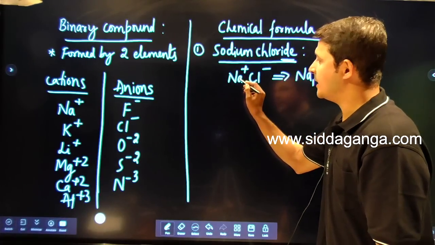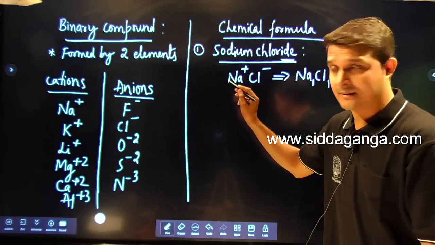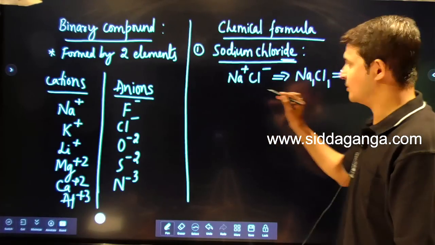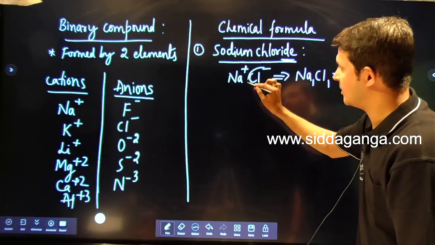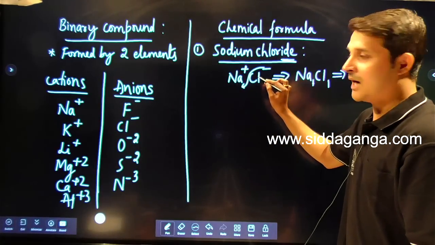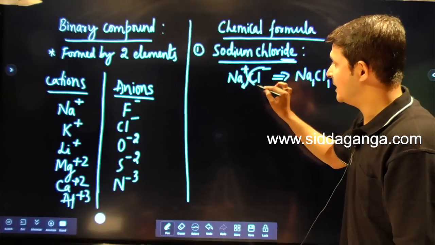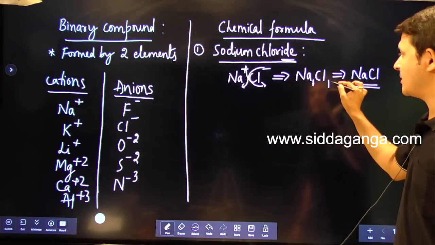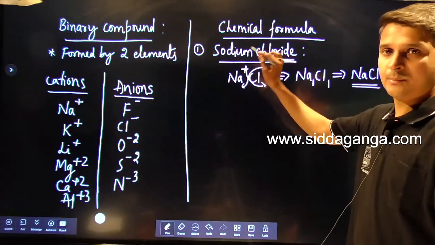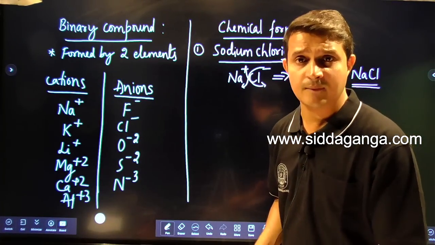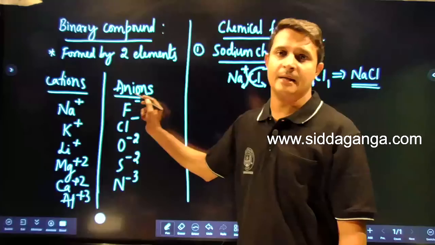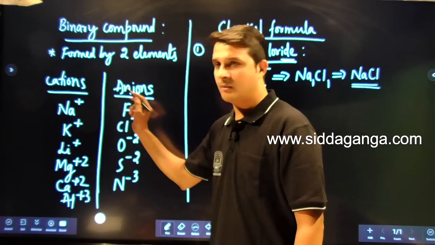The number of sodium atoms is decided by the valency of chlorine, right? So what is the valency here? 1. So cross multiplying gives 1, and the charge on Na plus gives 1 for Cl. So it is also 1. So we have the formula NaCl, which is called sodium chloride. Whenever we are writing the chemical formula, first we write the cation followed by the anion.